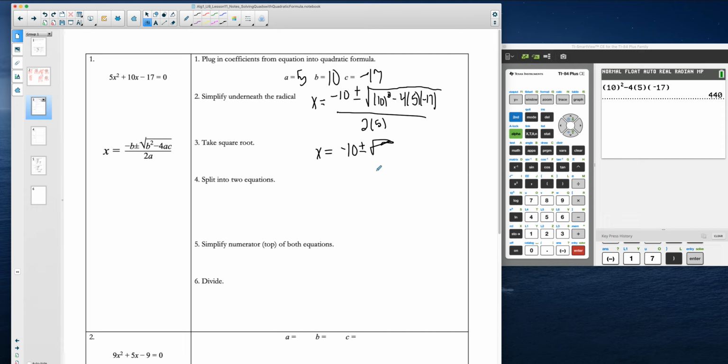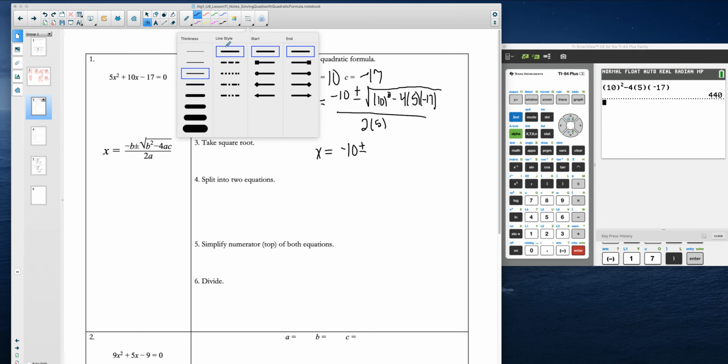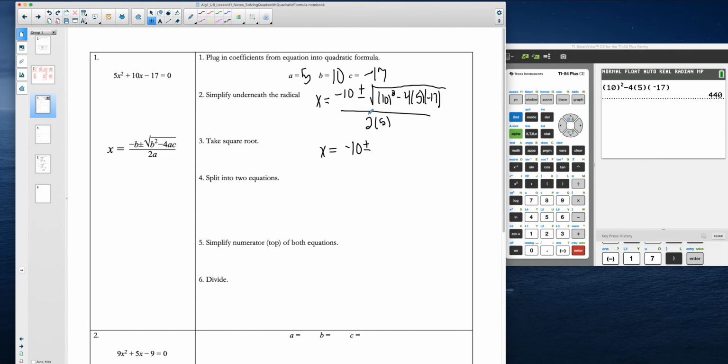That pen is having some issues all of a sudden. It's the middle of the day here as I record this, so I think the system is really bogging down. Let me try this again.